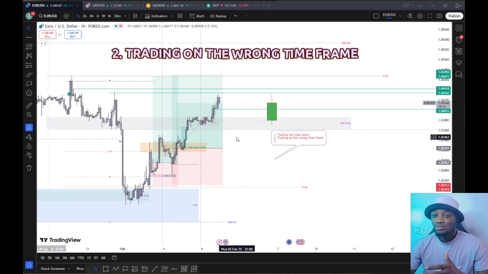I do my executions on the 4-hour time frame, and if the trades I'm managing are day trades or just short-term swings, I do manage them on the 1 hour time frame. So as you can see currently on the chart, this is my trade, my $0 trade for this week, and I'm currently managing it on the 1 hour time frame.